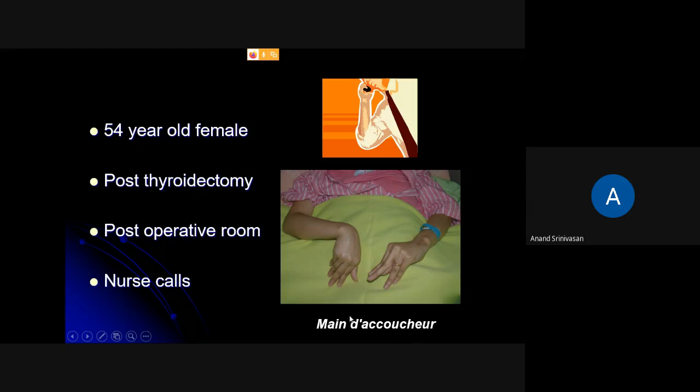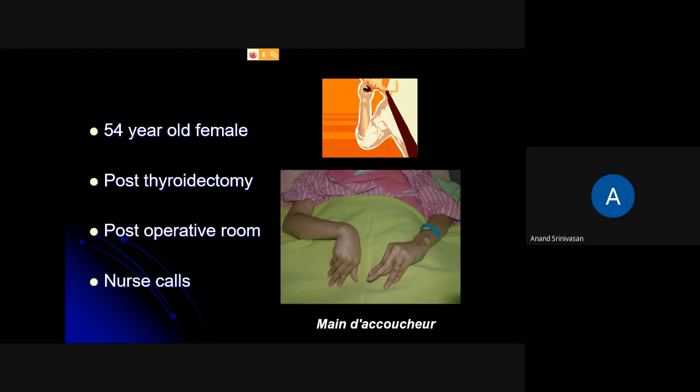Anyone knows French? Main means hand. Accoucheur is a midwife or obstetrician. It's also called the obstetrician's hand. Who is an obstetrician? The doctor who delivers the babies. What happens when they deliver the baby? They will hold the hand like this to receive the baby from the mother. It resembles that hand, so that's why it's called main d'accoucheur.